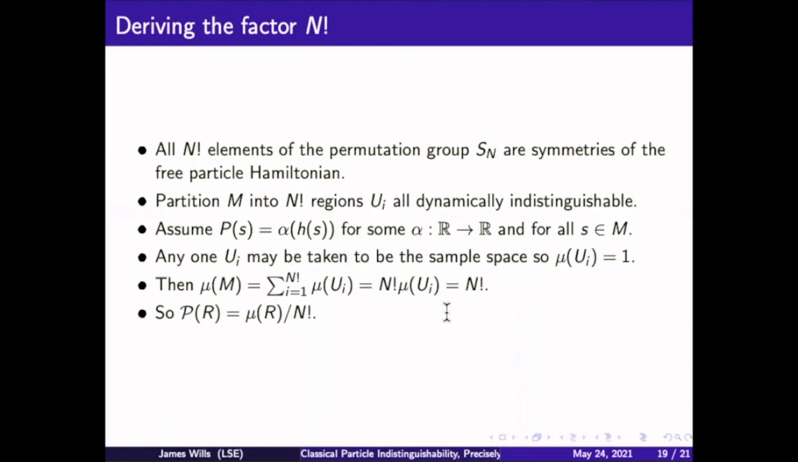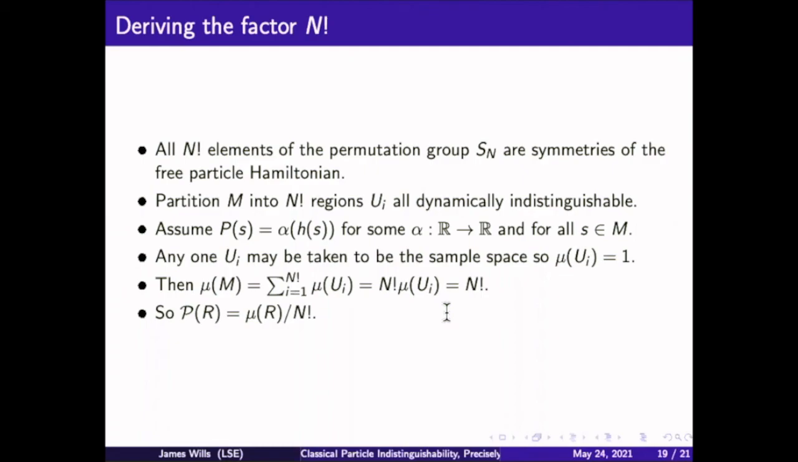If you want to derive this n factorial factor, you are assuming that we're working with the free particle Hamiltonian. Furthermore, you're assuming that P is some function of the Hamiltonian and nothing else. Those are highly non-trivial things. Your system might have a Hamiltonian which has some other symmetries.